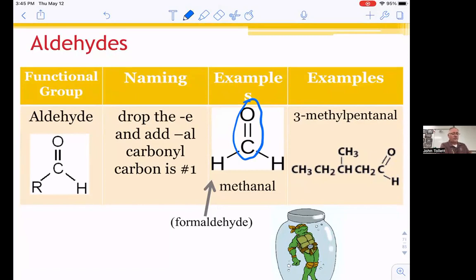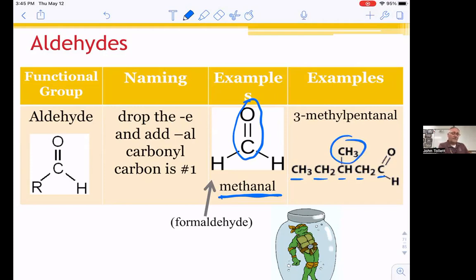Now, in the case of this first one, you only have 1 carbon, and so it's just meth. What you do is you take an E off, just like we did with the alcohols, and you add Al instead of Ol. So it'd be methane, but methanal, excuse me. Methanol, Ol, would be an alcohol group. With an aldehyde, you just add Al. So this one would be 1, 2, 3, 4, 5 carbons. You include the one with the oxygen bonded to it. 5 carbons would be pentanal, but I also had this methyl group on there.